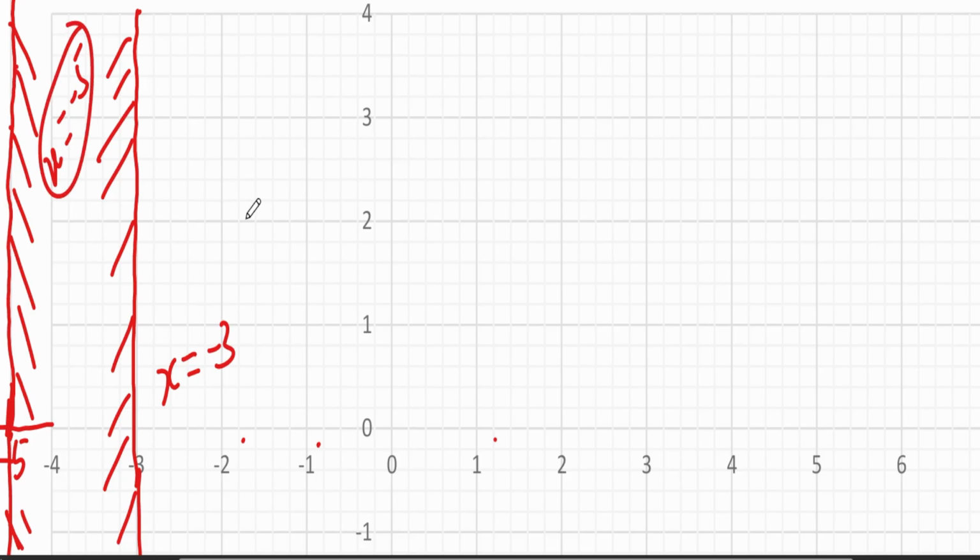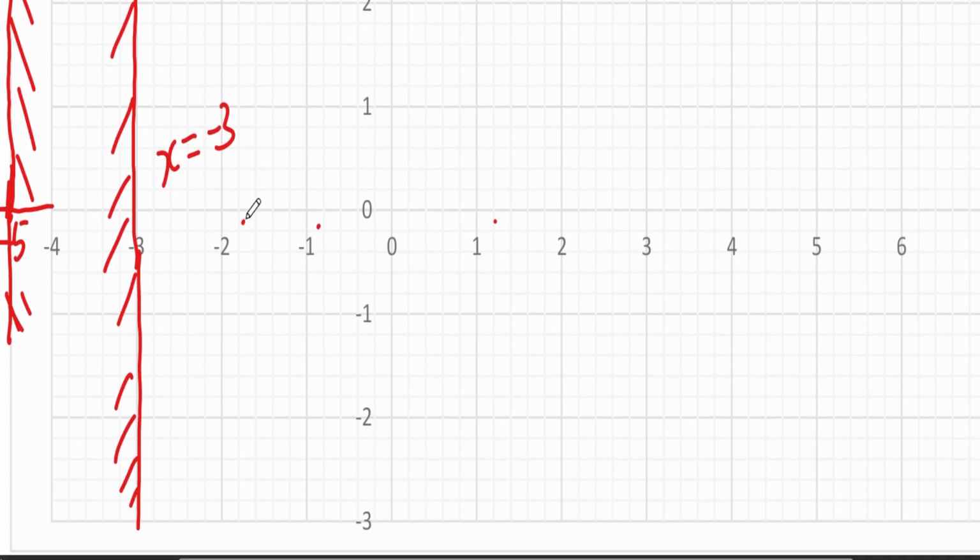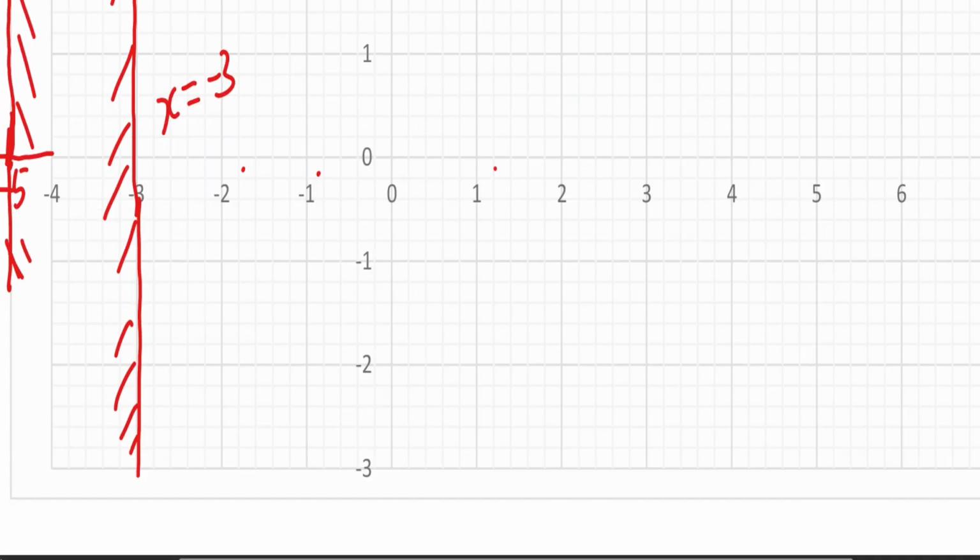So that's not hard, right? I've shaded on the right side because I don't need numbers that are greater than -5, but instead I need numbers that are less than -5. It can be -6, -7, and so on.